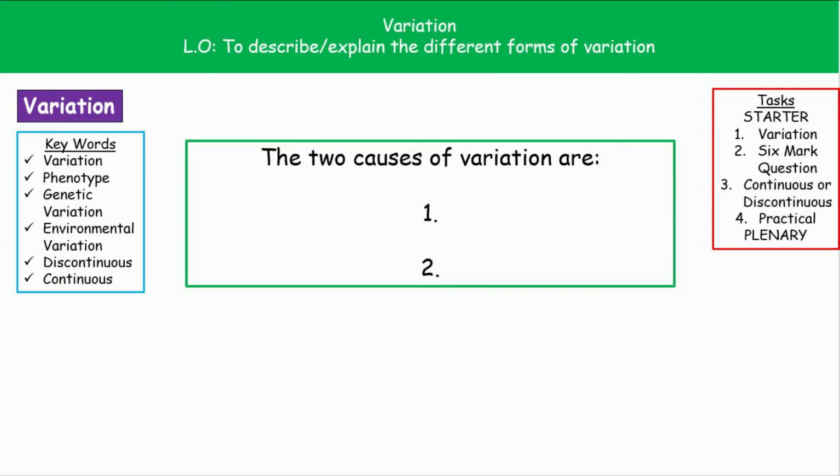So what we actually find then is when we look at the individuals that make up a population, we do have variation. There are different phenotypes that we can see. And there are two causes of variation. So see if you can fill out what those two causes of variation are for me.